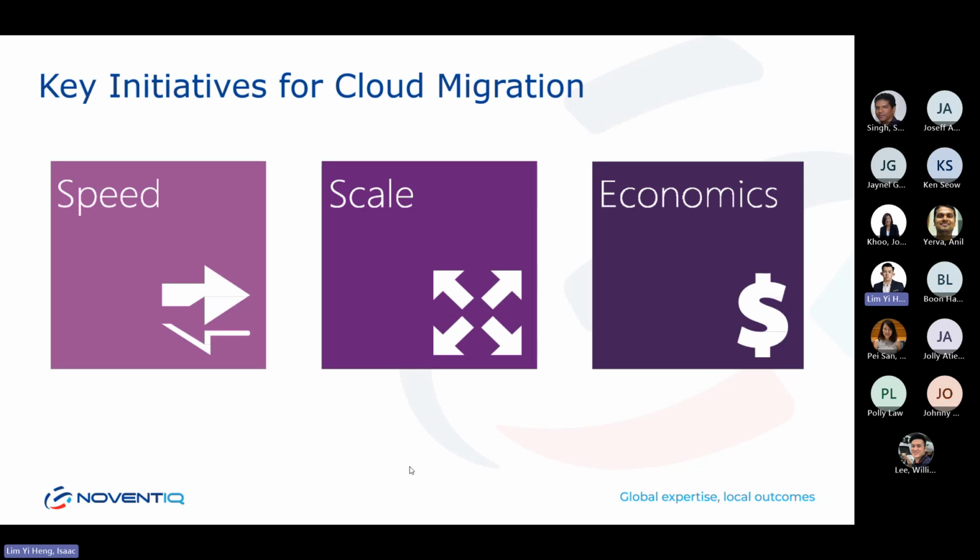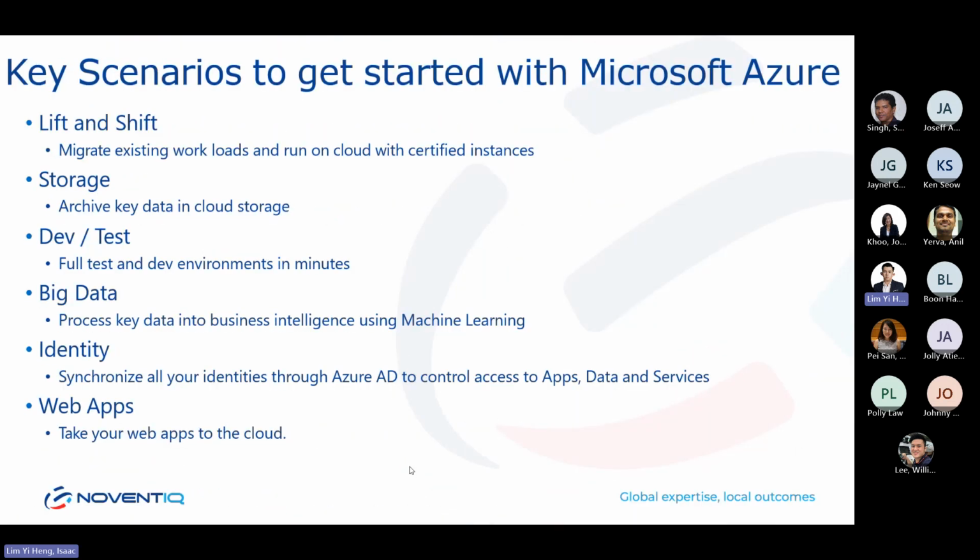So once the customer identifies their initiative to migrate to the cloud, what would be the key scenarios and also examples when they decide to deploy their services on Microsoft Azure? The first key commonly used scenario would be lift and shift, where they decide to migrate their existing workload and run on the cloud with similar instances. So in today's topic, we'll also talk about what would be the best practices to run SAP on Azure as well.